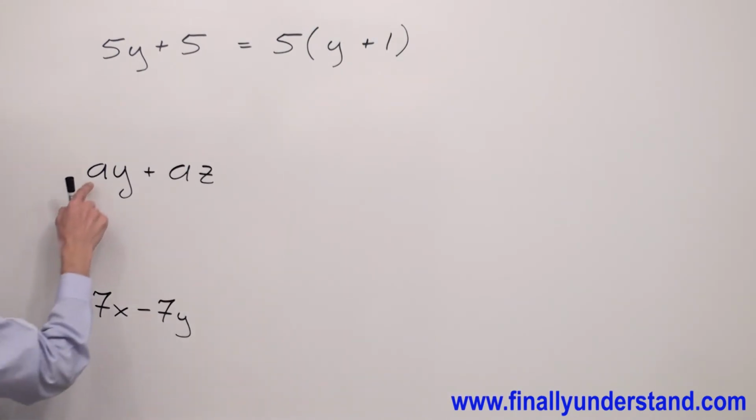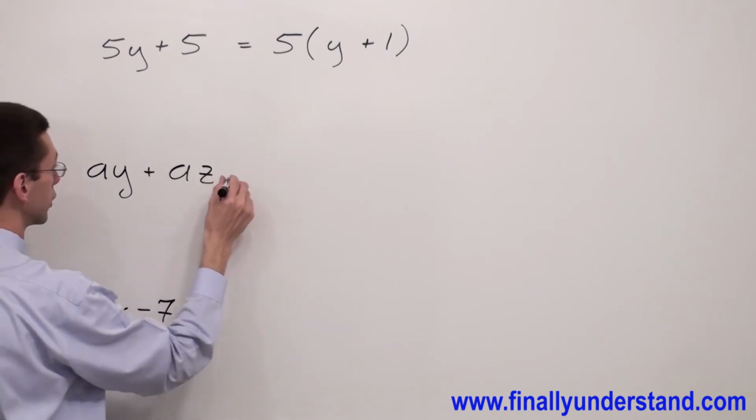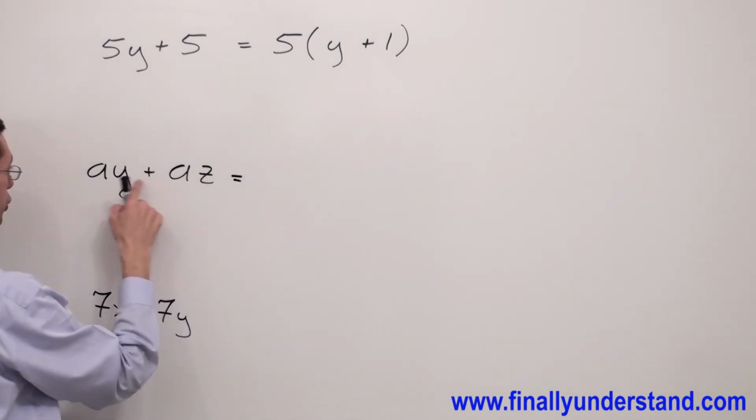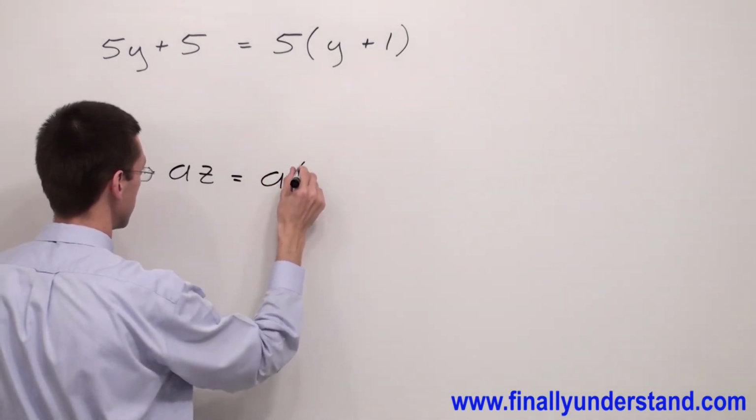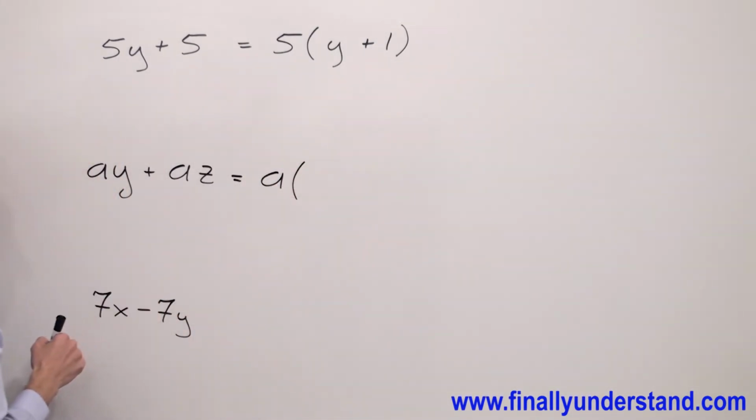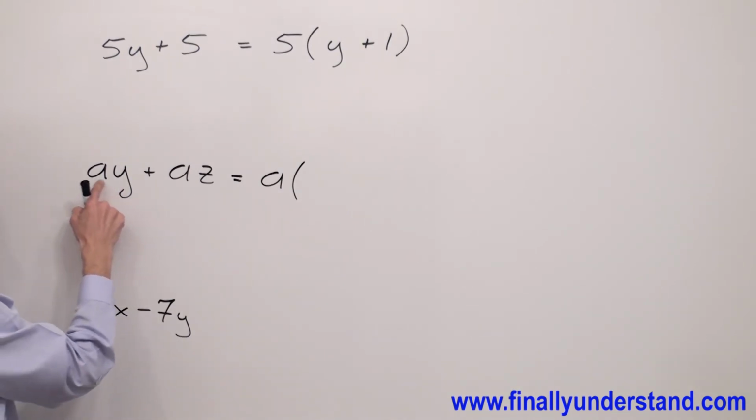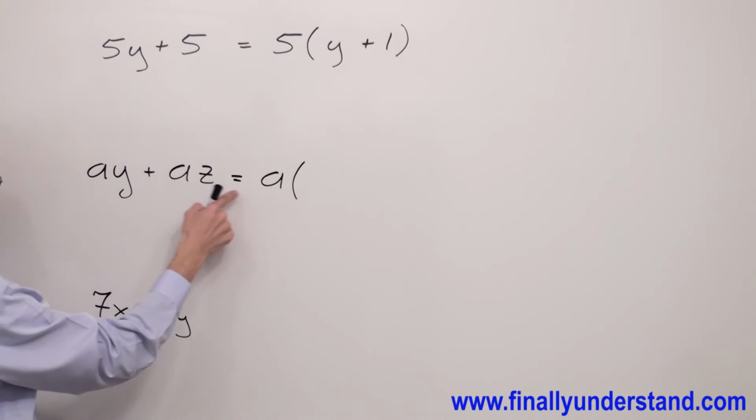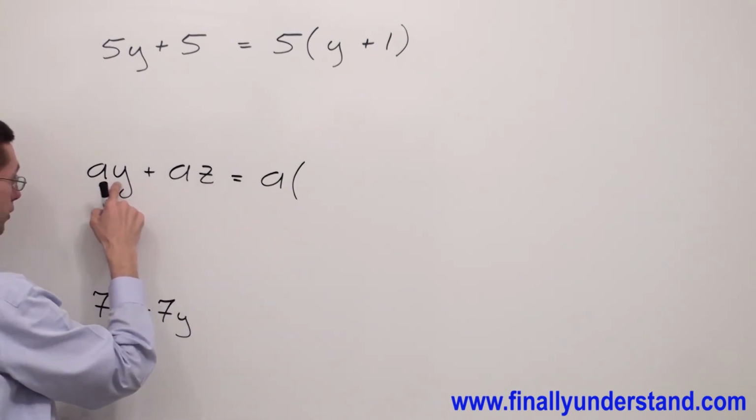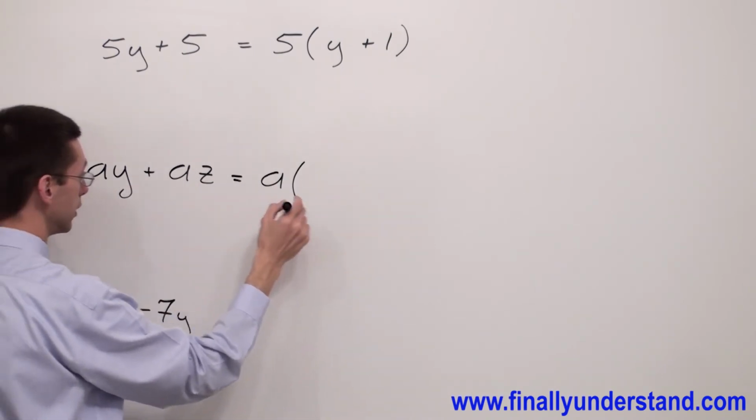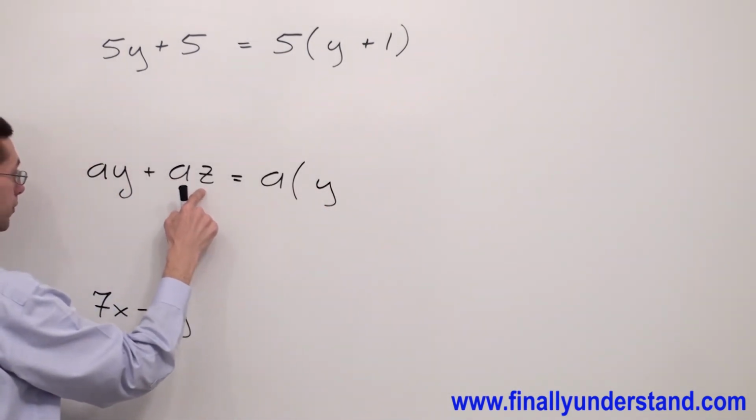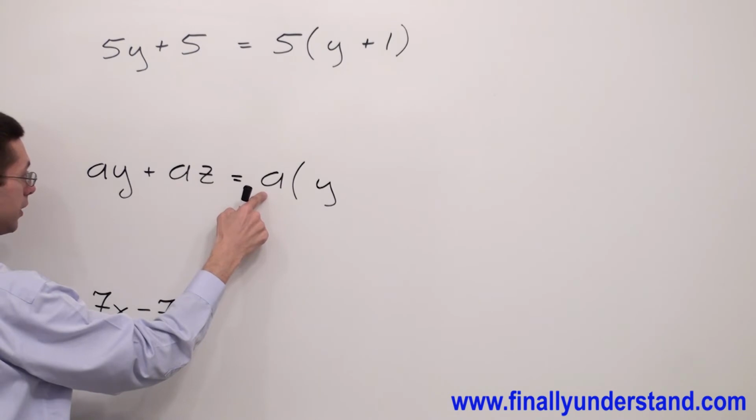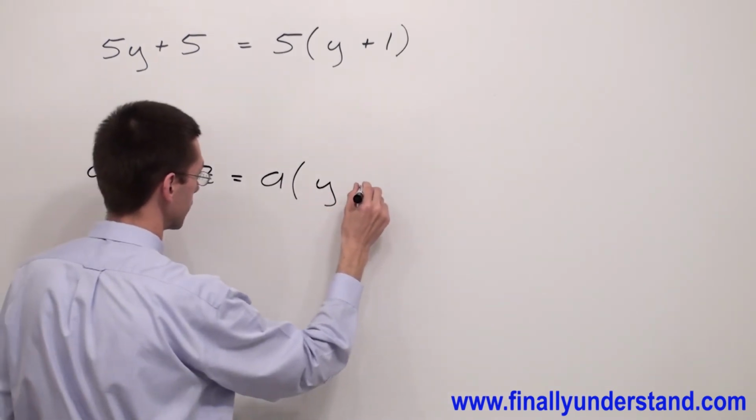We have ay plus az. The common factor for these two terms is a. What am I going to have inside of the parentheses? Simply divide every single term of this polynomial by a. Ay divided by a is y. Az divided by a is z.